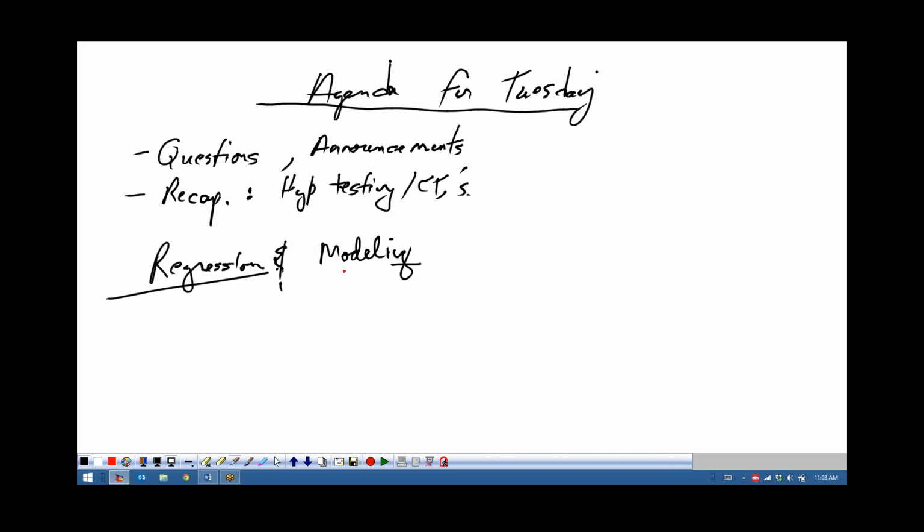Now, a regression model is a type of model, but I want to start out with just a few insights and observations on modeling, and then we'll get into regression.